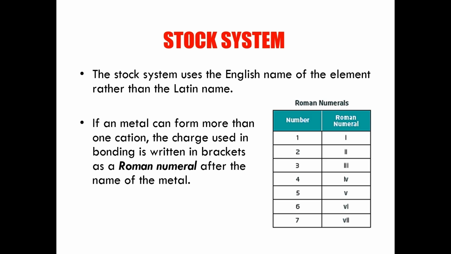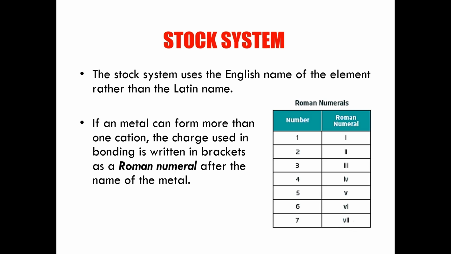And so if the charge, for instance, is 4, the Roman numeral would be IV. If the charge is 2, it would be II. And if the charge happens to be 7, it would be VII.